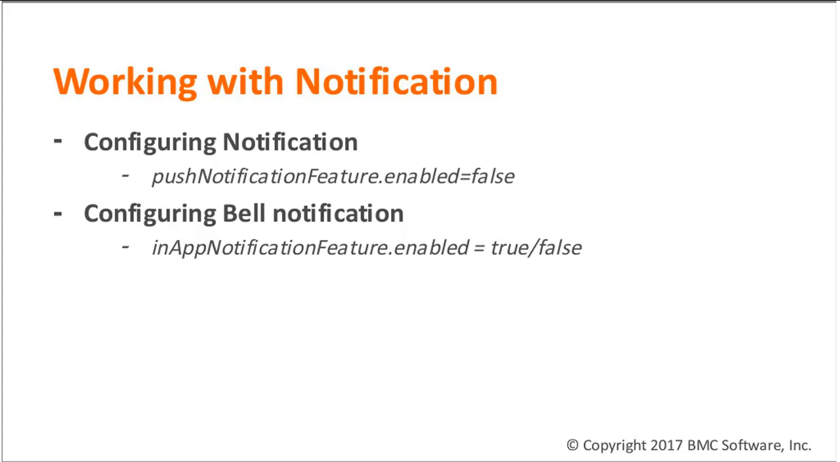The next one is the in-app notification. By default it is enabled, so users can see in-app notifications in the UI, at the top of the UI at the bell icon. If you want to disable it for whatever reason, you could do so by setting this property, in-app notification feature enabled, to false, which will disable it globally for all users.